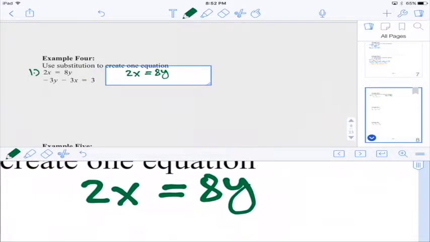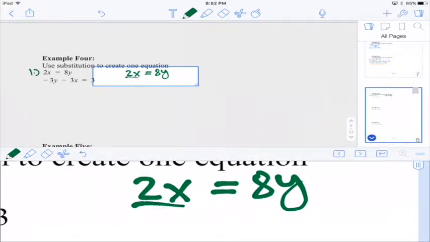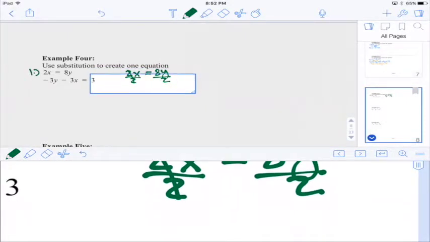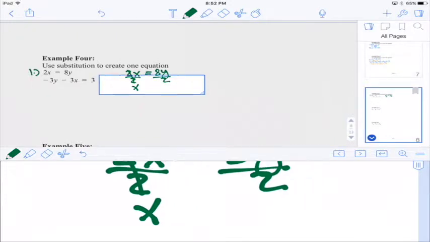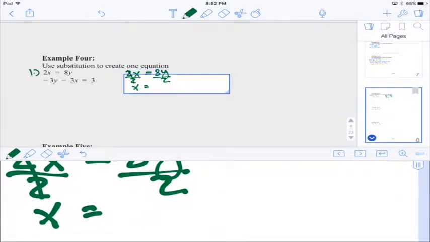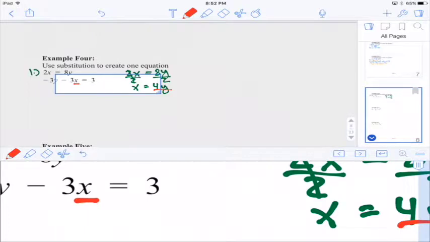So to solve for x, to get x by itself, I need to divide both sides by 2. If I divide this side by 2, I need to divide this side by 2. Well, 2 divided by 2 is 1x, and now I have x by itself. Over here, 8 divided by 2 is 4, so we have 4y. Now that I have x solved for, I can substitute 4y in for x right here.